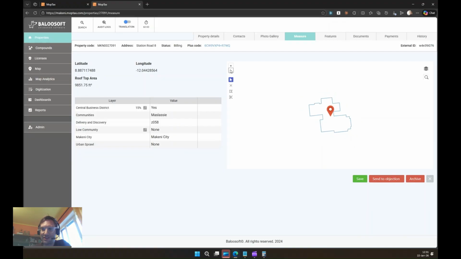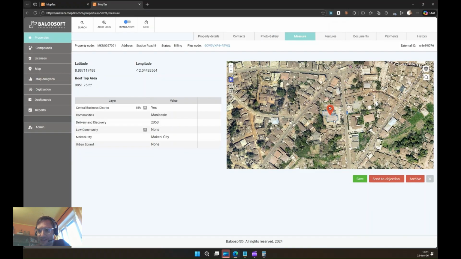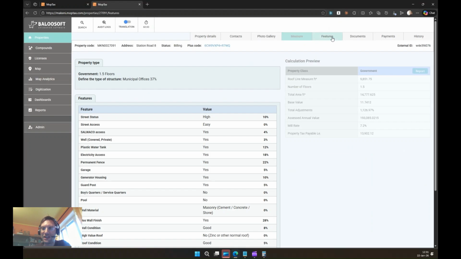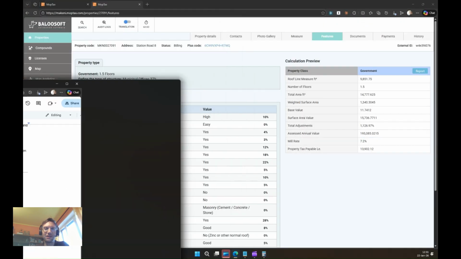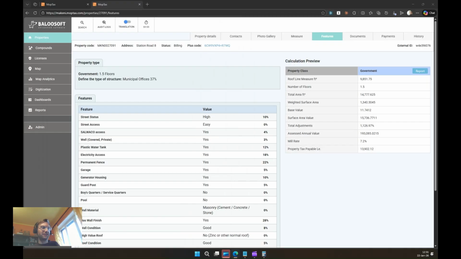We have the outline of the property on the map. Okay, this is what we want to look at. So we want to see the things that we've talked about so far, the different weights and the different components of the assessed annual value formula. Let's understand where they are in MobTax. So we're looking at the features tab.